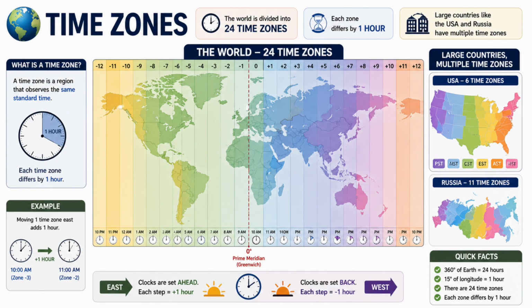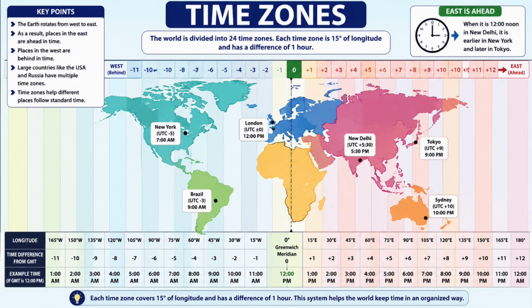Finally, let us understand time zones. The world is divided into 24 time zones. Each time zone has a difference of 1 hour. As the Earth rotates from west to east, different places experience different times. Therefore, the world is divided into time zones to maintain standard time in different regions. Places in the east are ahead in time, while places in the west are behind in time. Large countries like USA and Russia have multiple time zones because they cover large areas. Time zones help people follow a common standard time in each region.